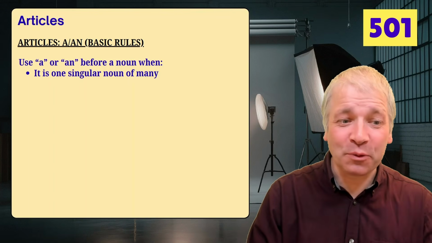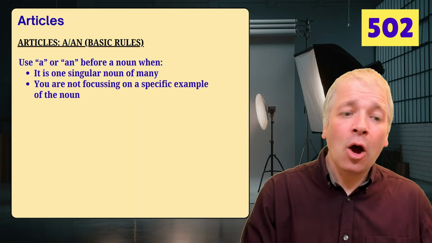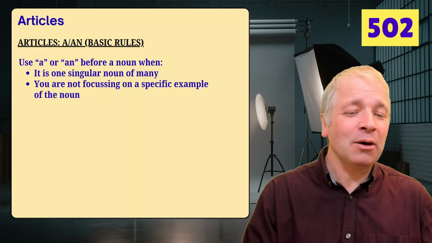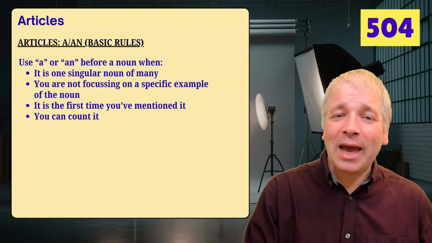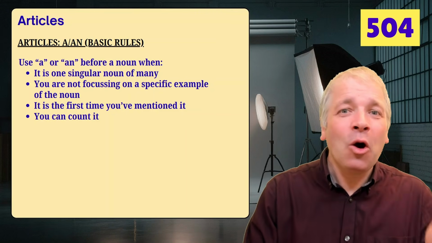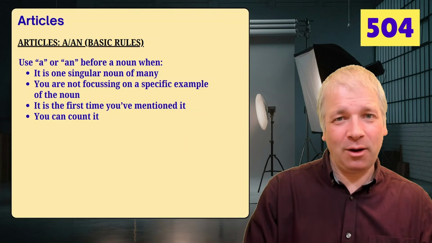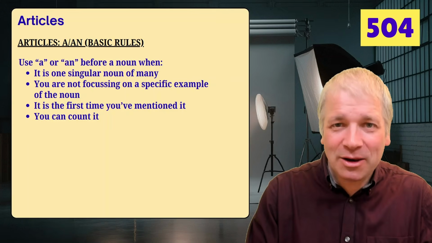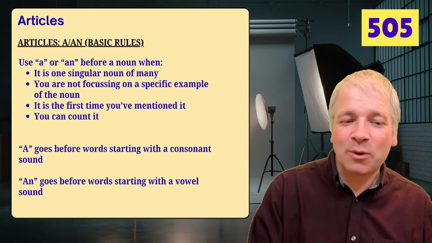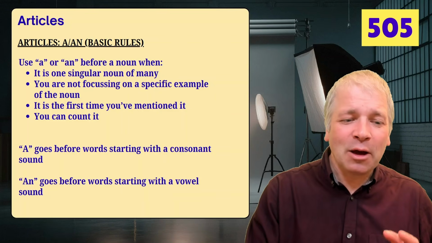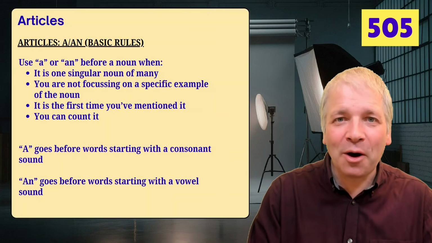The basic rules are that we use a or an before a singular noun when it's one of many. When we're not focusing on a specific example of the noun, it's the first time you've mentioned it, and you can count the noun. 1 apple, 2 apples, 3 apples. If you can count it and it's 1 apple only, then you can say an apple. Now, why did I use an? Well, a goes before words starting with consonant sounds, but an goes before words starting with a vowel sound. So an apple, a banana.